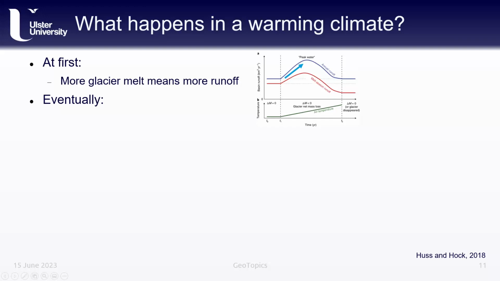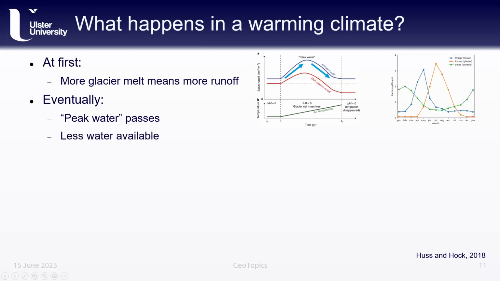Eventually, though, like a bank account where you are spending and spending and spending, we end up passing through something that we've called peak water, which is where we have the peak of that discharge curve, and then it starts to go down again. And so we actually have less water available overall because we've now completely depleted the glacier reservoirs.